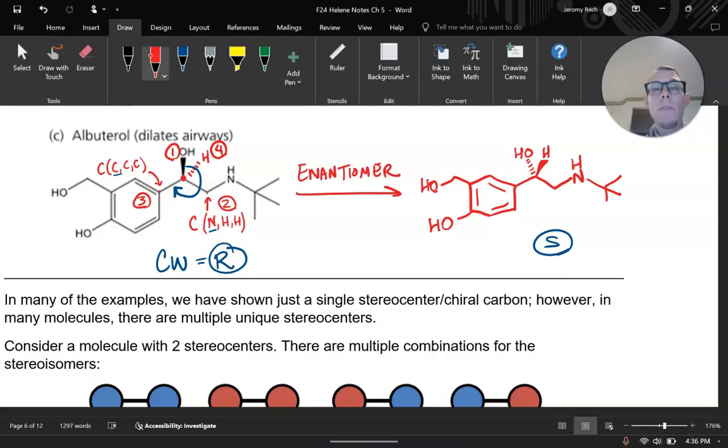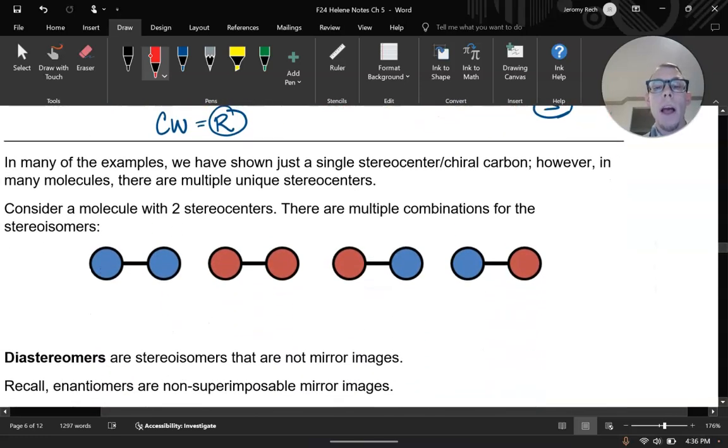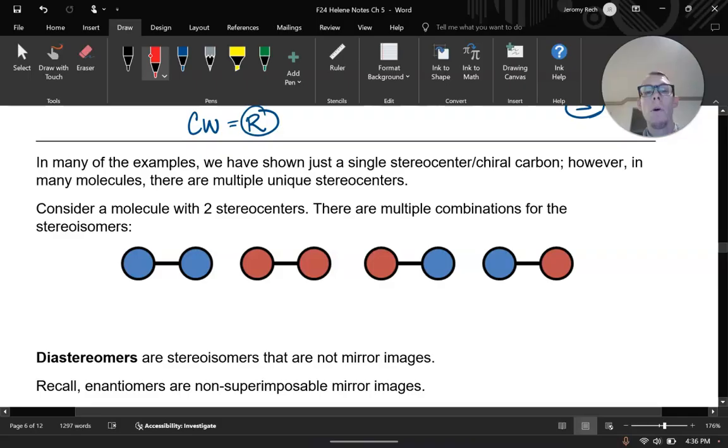So when you just have one stereocenter, that's a little bit easy. When you have multiple stereocenters, things get a little bit more complicated. And that's what we're going to spend the rest of this video focusing on: what happens when you have multiple stereocenters or multiple chiral centers?